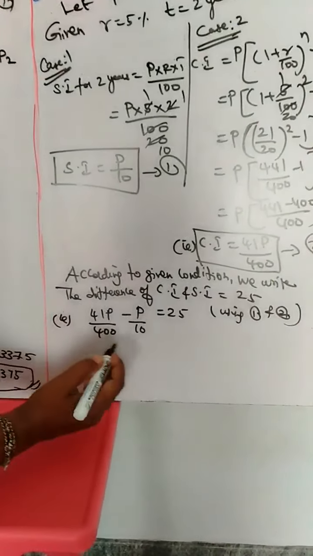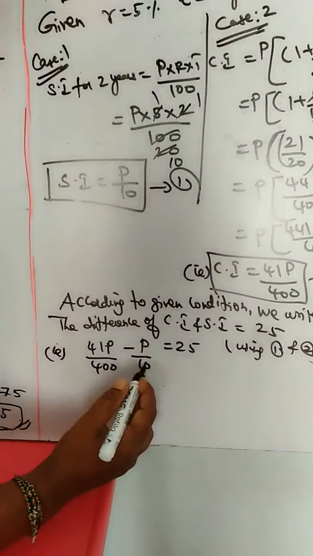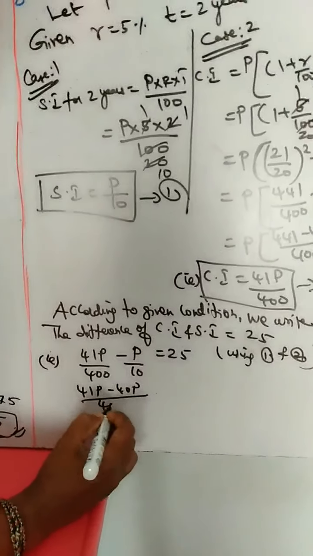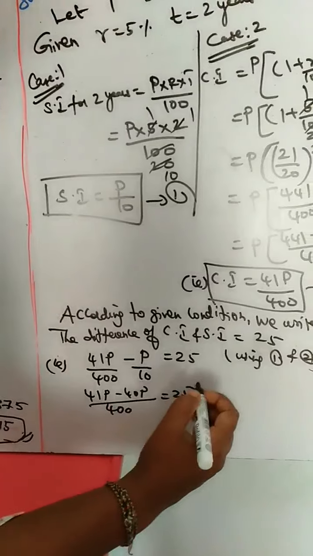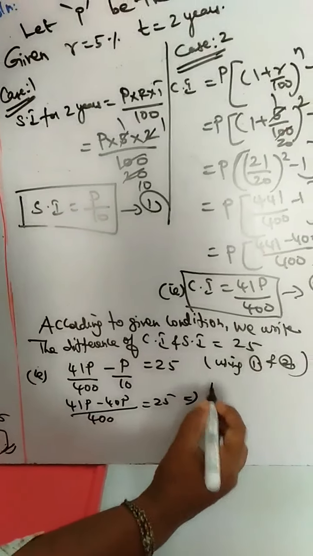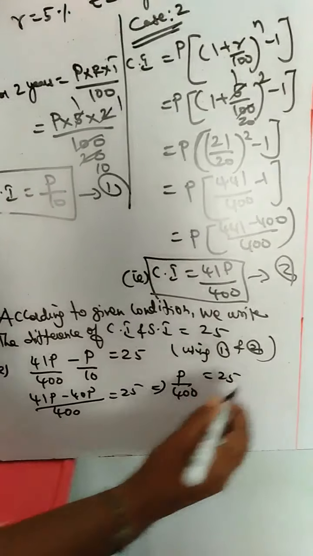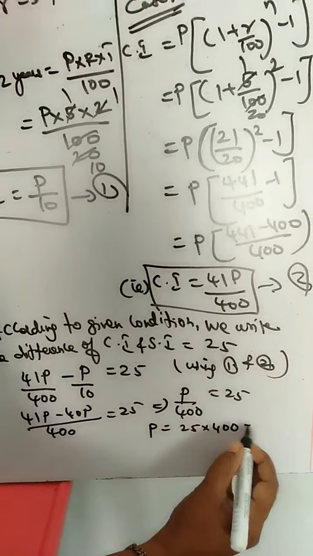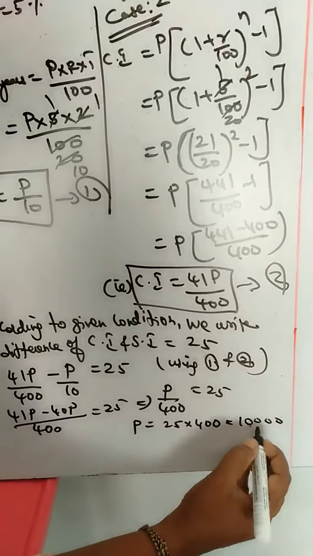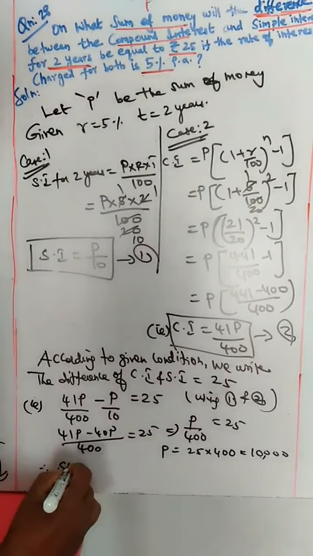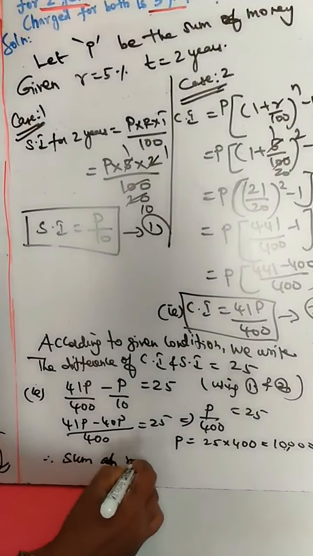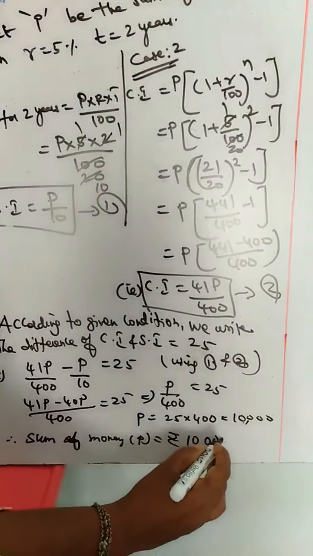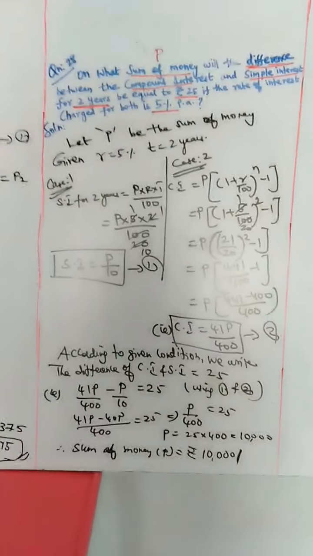The next step, we want to take the LCM, that is 400. That is 41P minus 40P by 400 equal to 25. Which implies P by 400 equal to 25. So P equals 25 into 400, that is 10,000. Therefore the sum of money, P equals rupees 10,000. Very simple sum.